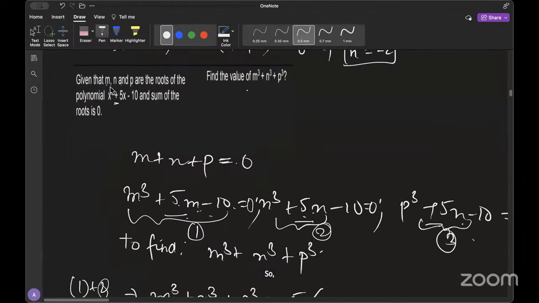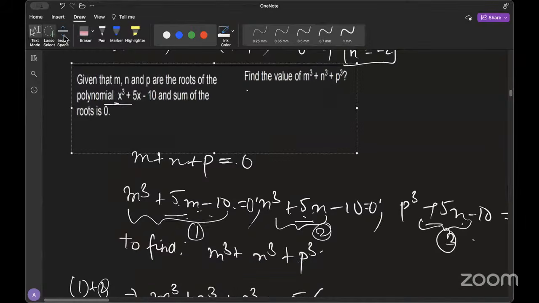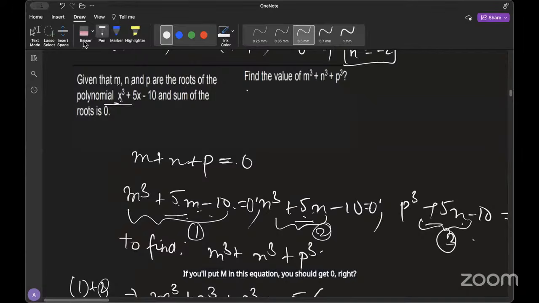So given that, it's given that this is the equation, right? Can you see the question? Yes, ma'am. Okay, so this is given to be the equation, and they say that m, n, and p are roots of this equation. That means if you put m in this, you should get 0, right? This is not even an equation right now, this is just a polynomial. So when you say that 3 is a root of p(x), that means p(3) is 0, right?